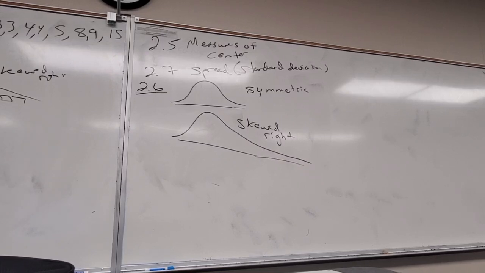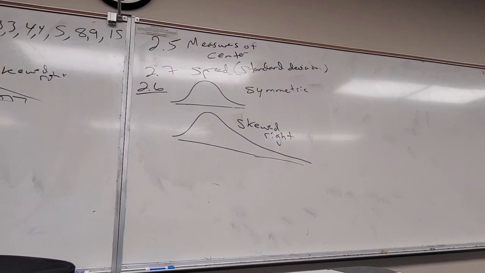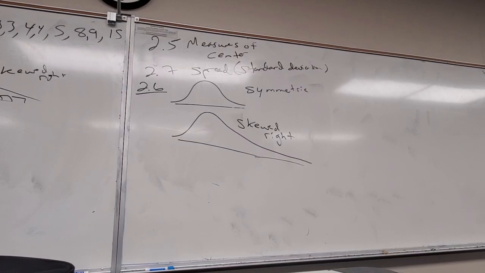Oh boy, what is it moving? 4 point something. 4.769. Yeah, okay. So the mean is about 4.769. What's the median? Yeah, the median is 3.